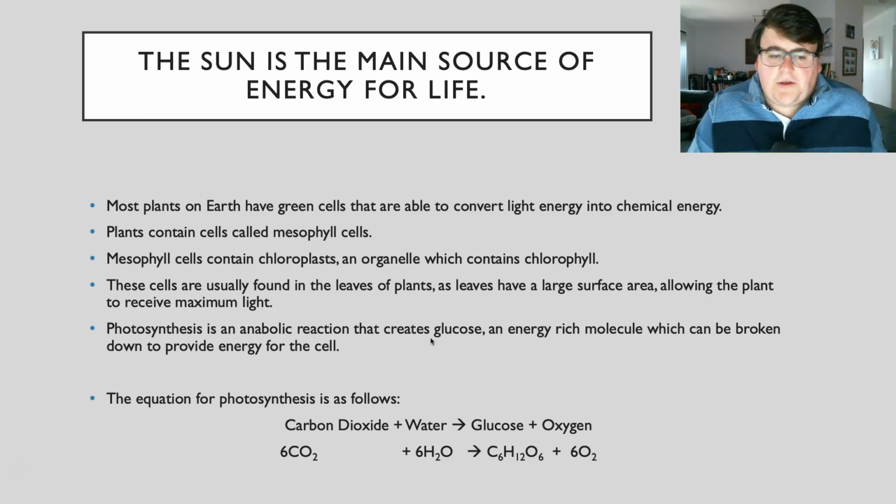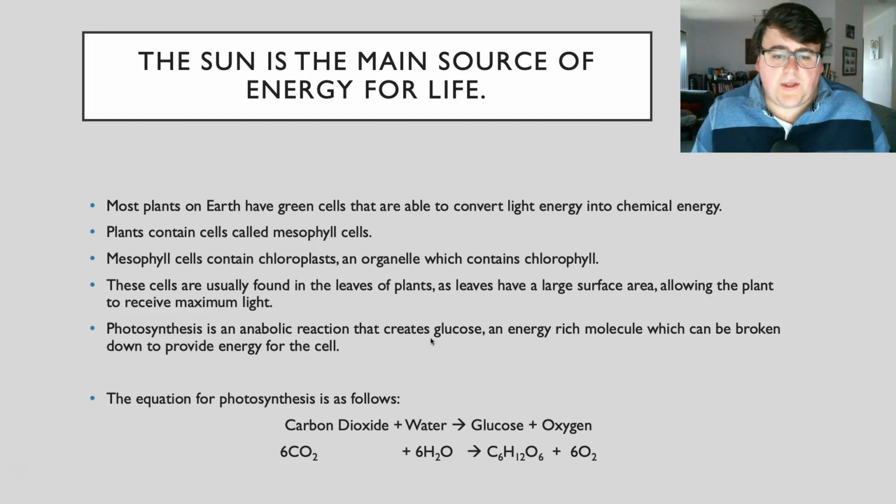For now, I'm going to tell you photosynthesis is an anabolic reaction, and we will look at anabolic reactions in a later video in this PowerPoint. But photosynthesis is an anabolic reaction that creates glucose, which is an energy-rich molecule that can be broken down later on to provide energy for the cell. As a Year 12 student, it is required that you know the photosynthesis chemical equation. So carbon dioxide plus water gives us glucose and oxygen.